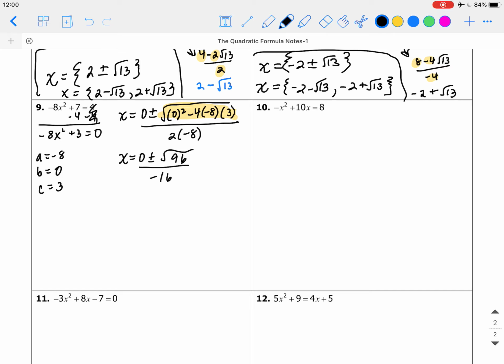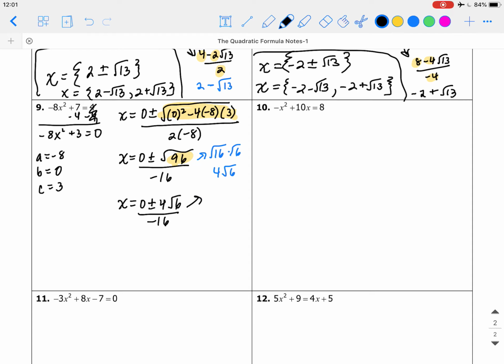So let's see, 96 definitely can be broken up. So let's break this guy up. Let me see. What do I divide by? Oh, okay, 16 and 6 will work. So this breaks up to be the square root of 16 and the square root of 6. We know that the square root of 16 is perfect. That will break up to be 4. And I cannot do anything about the square root of 6. So let's go ahead and rewrite this. So I have x is equal to 0 plus or minus 4 square root 6 all over negative 16.